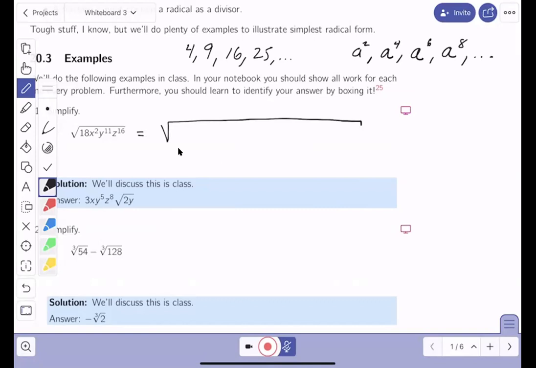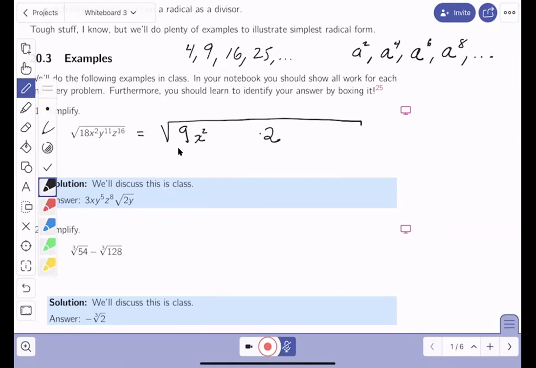So does 18 contain a numerical square factor? It does. What is that numerical square factor? 9. I hope you realize that 9 times 2 is 18. Now, why are you leaving a big space there? Well, it's going to be more. Now, is x squared a perfect square? Of course it is.